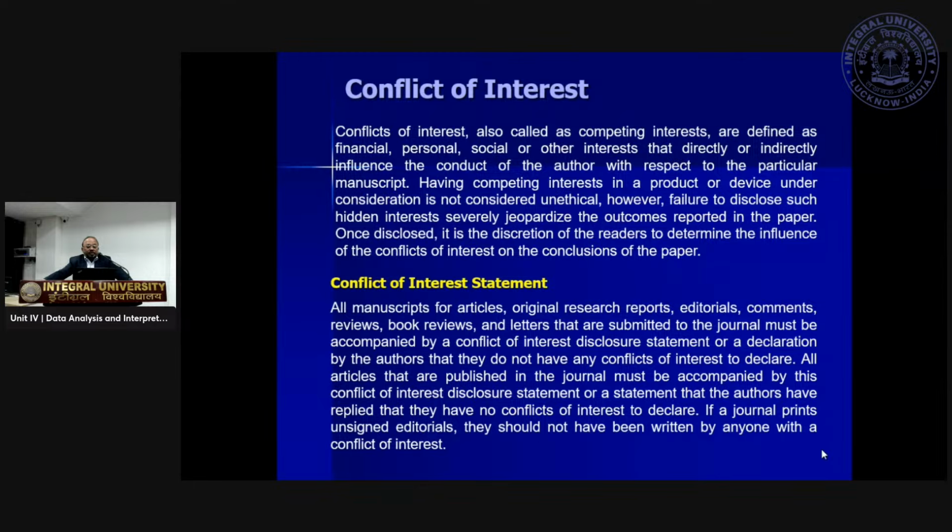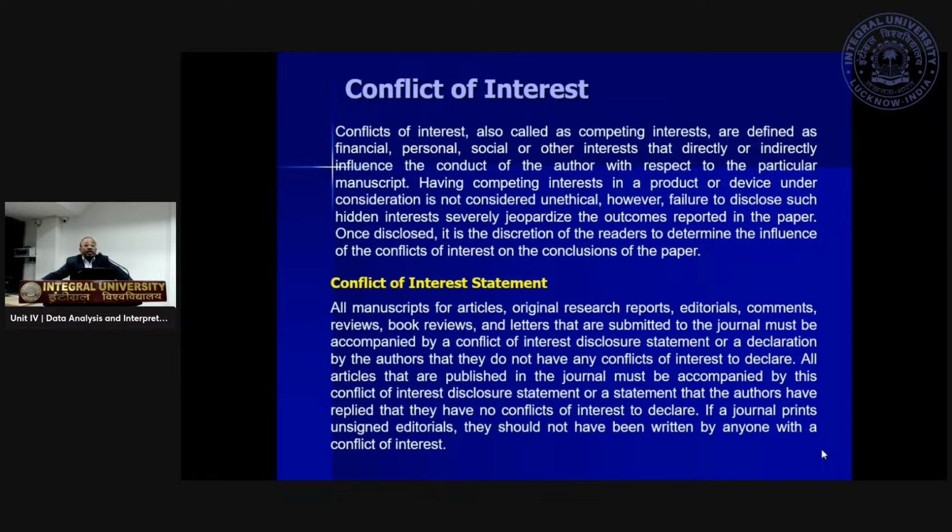Here, the conflict of interest is explained in detail. The conflict of interest, also called the competing interest, is defined as financial, personal, social, or other interest that directly or indirectly influences the conduct of the author with respect to a particular manuscript. What do you understand by these three, four lines?